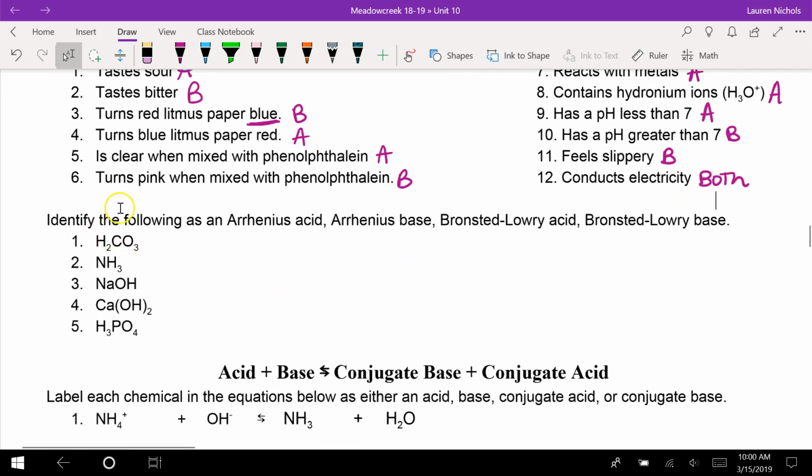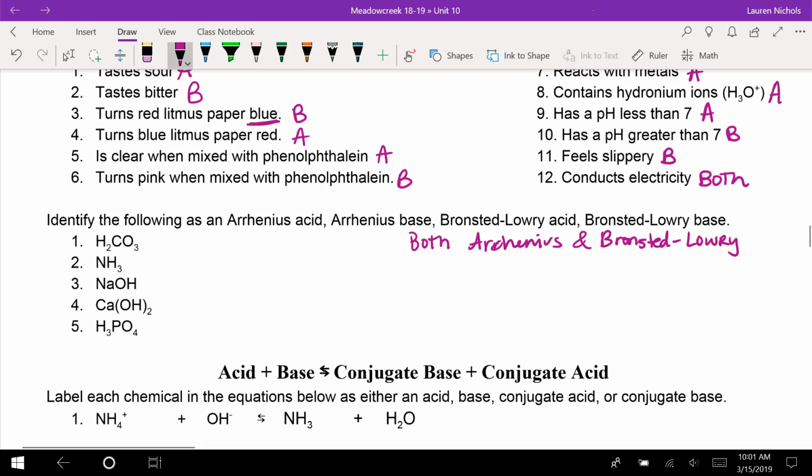But if we want to identify these compounds as either an Arrhenius acid or an Arrhenius base, a Bronsted-Lowry acid, or a Bronsted-Lowry base, remember, things are allowed to be both Arrhenius acids and Bronsted-Lowry acids, or Bronsted-Lowry bases. But it can't be both an acid and a base at the same time. So let's go ahead and take a look here.